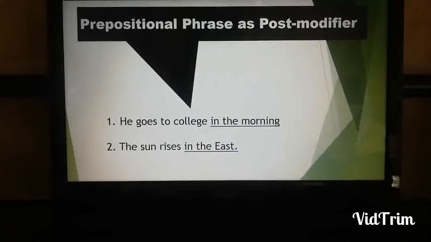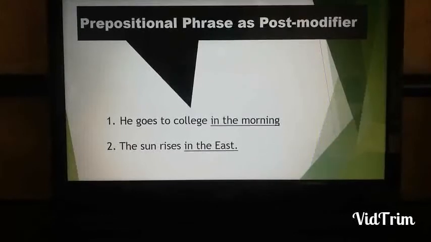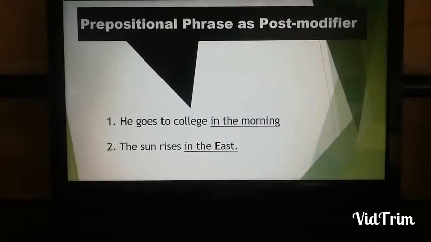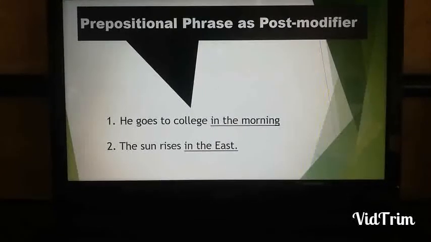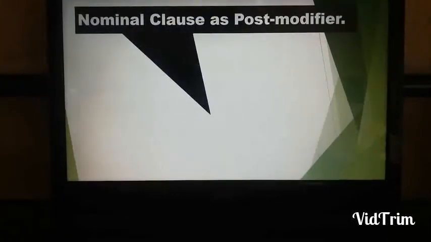And the next sentence, the sun rises. The simple words, the sun rises. If we add with it in the east, we can understand very clearly the sun rises in the east. So this is also a prepositional phrase. The phrase that starts with a preposition is a prepositional phrase. Very simple logic here.